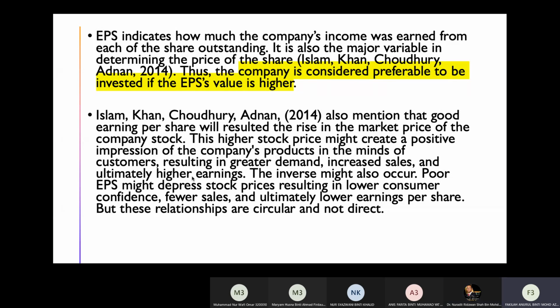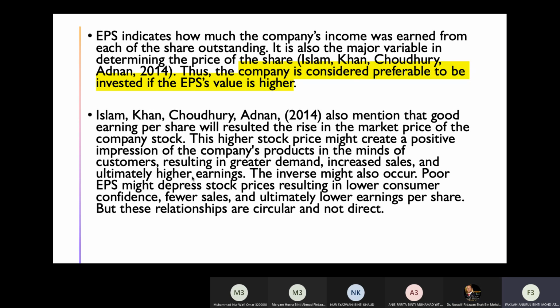Apart from that, Islam, Khan, Chaudhry and also Adnan mentioned that good earning per share will result in a rise in the market price of the company stock, and this higher stock price might create a positive impression of the company's product in the minds of customers, resulting in greater demand, increased sales, and ultimately higher earnings. So the inverse might also occur.